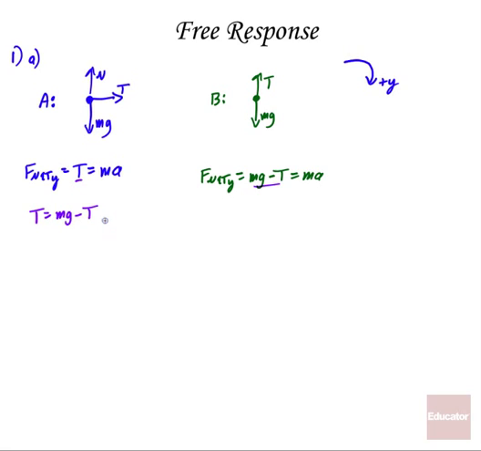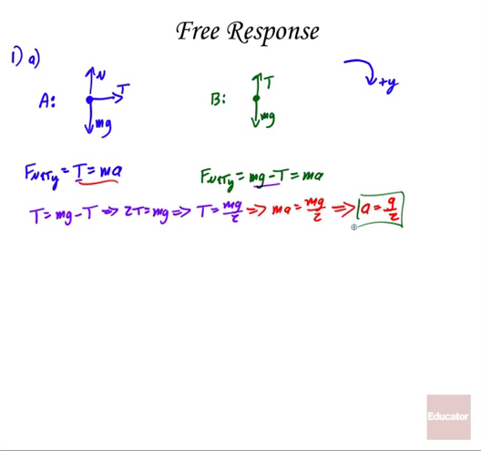And then if I solve this, I can find that 2T equals mg, or T equals mg over 2. But wait, I also know that T is equal to ma. So I'm going to replace T here with ma to say that ma equals mg over 2. And if I divide an m out of both sides, I found the acceleration, a equals g over 2. Excellent. Good start.